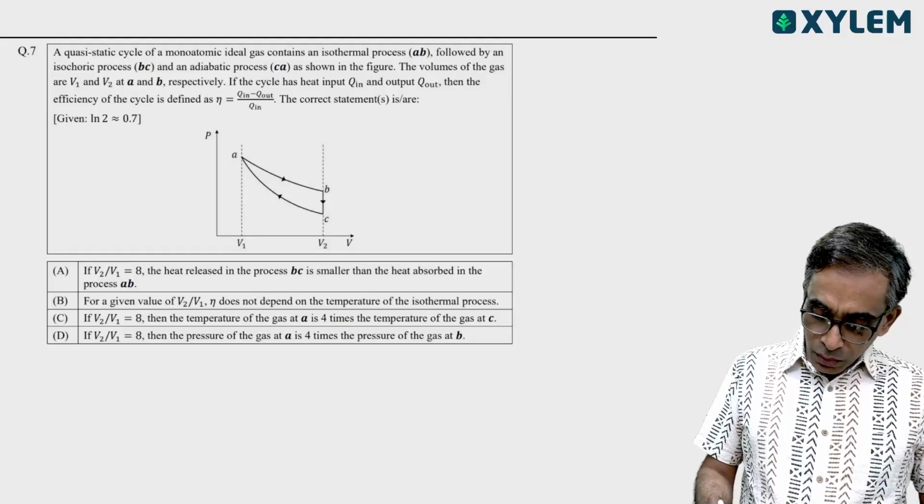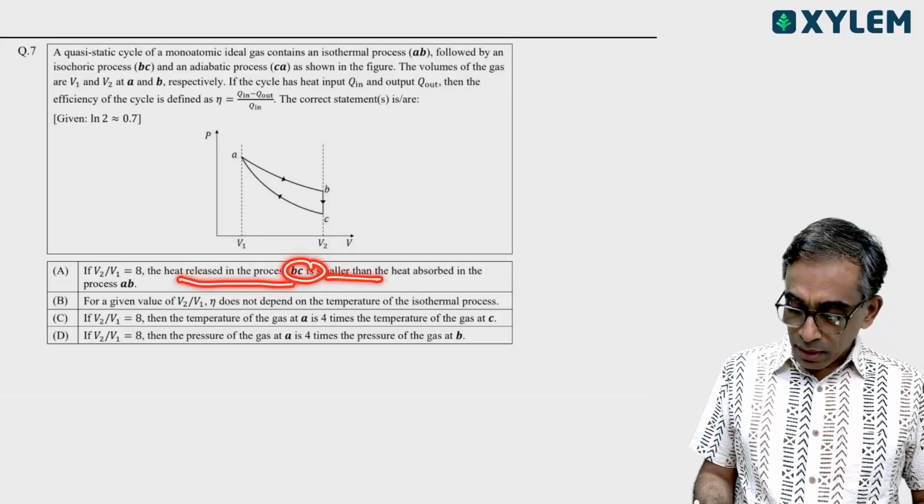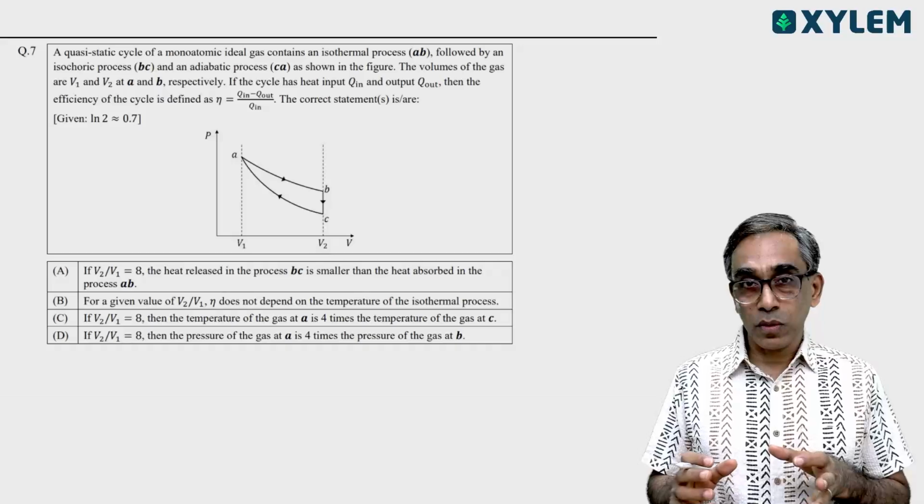And they are asking you whether heat released in BC is smaller than. To find heat released, we need to know the temperature.